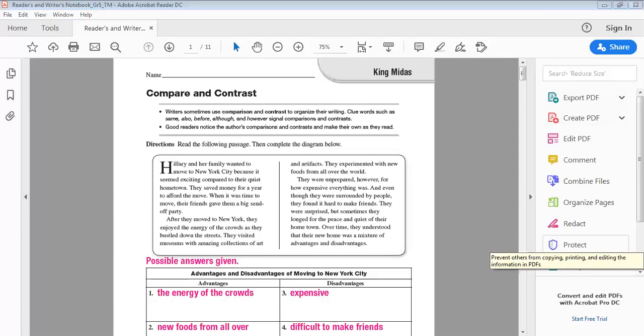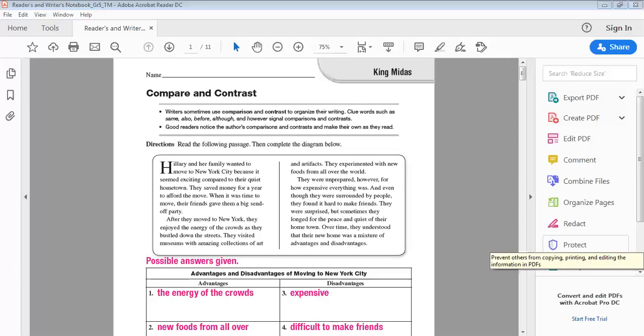Hilary, a young girl, maybe a schoolgirl, and her family wanted to move to another city called New York. The reason they wanted to move is stated in the passage: it seemed exciting compared to their hometown. They thought the place where they lived was noisy, so they wanted to move to a place that is quieter. So what happened? They prepared for that.